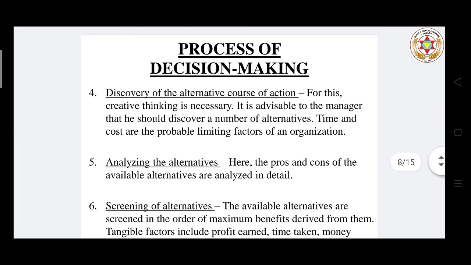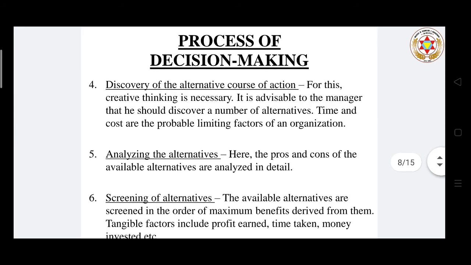The fourth step is the discovery of the alternative course of action. Out of the various alternatives, he has to discover the alternatives available to sort out that problem. For this, he has to have a creative thinking. It is advisable for the manager that he should discover a number of alternatives. Time and cost are the probable limiting factors for an organization.